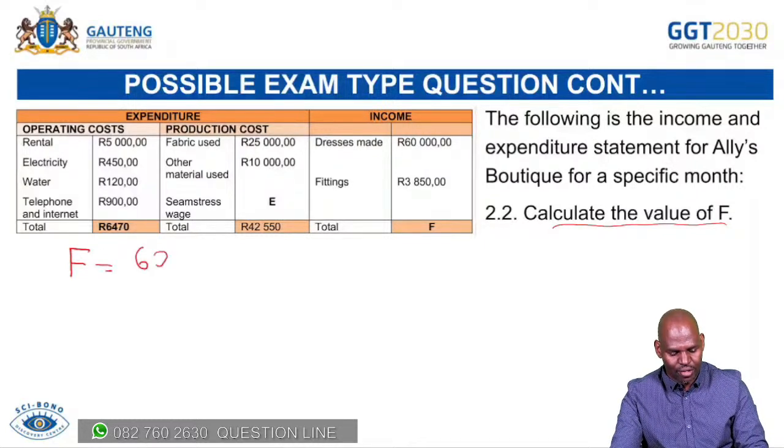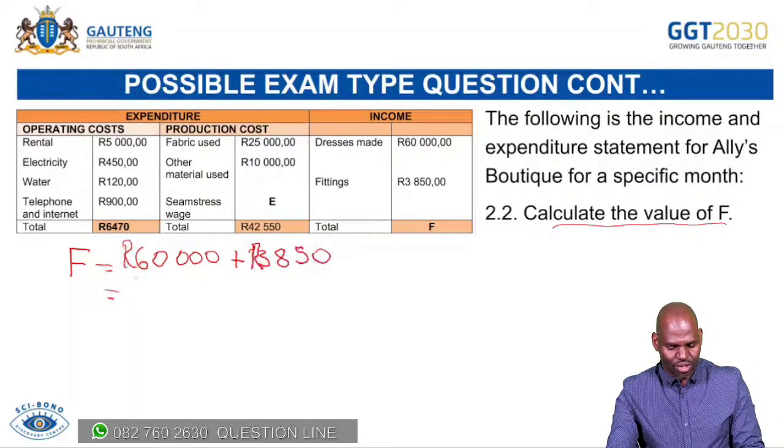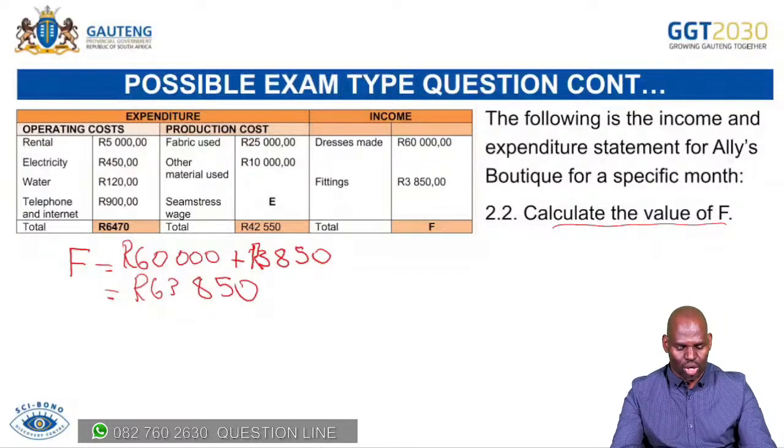60,000 plus 3,850. So you can indicate the units if you want to. Okay, so 60,000, then this will simply give me 63,850. Okay, if you're not sure, you can still use your calculator. 60,000 plus 3,850 will give us 63,850, and that is the value of f.